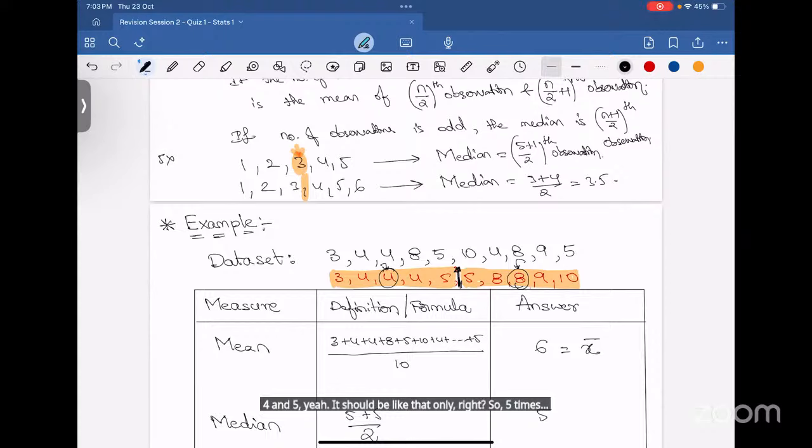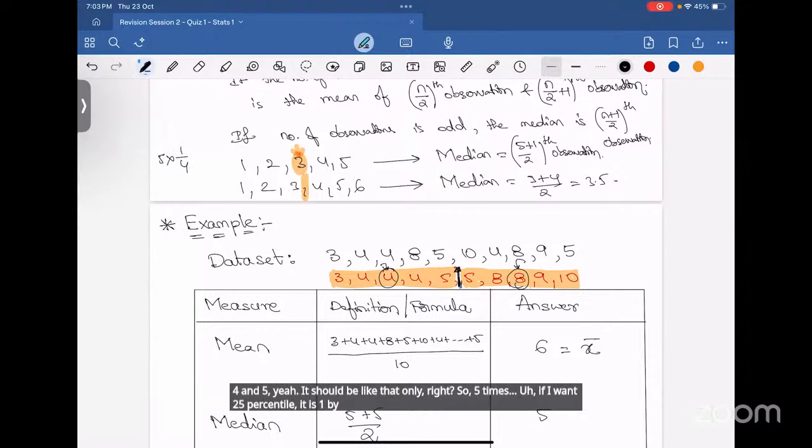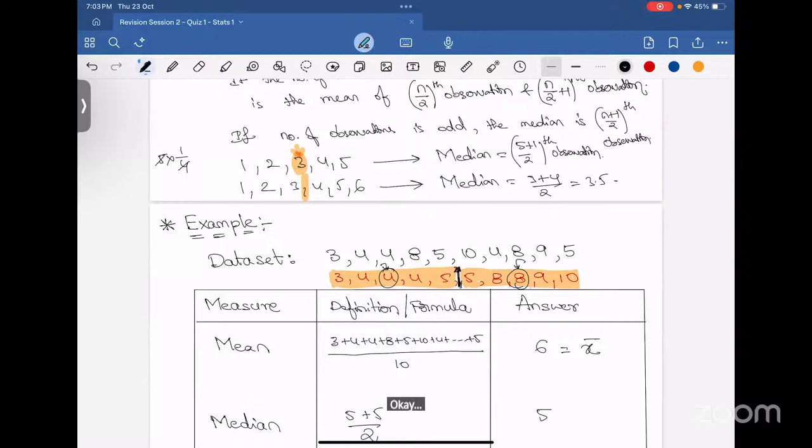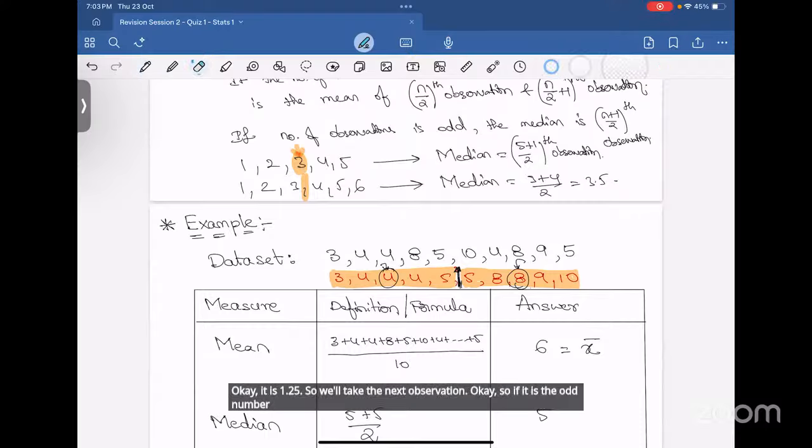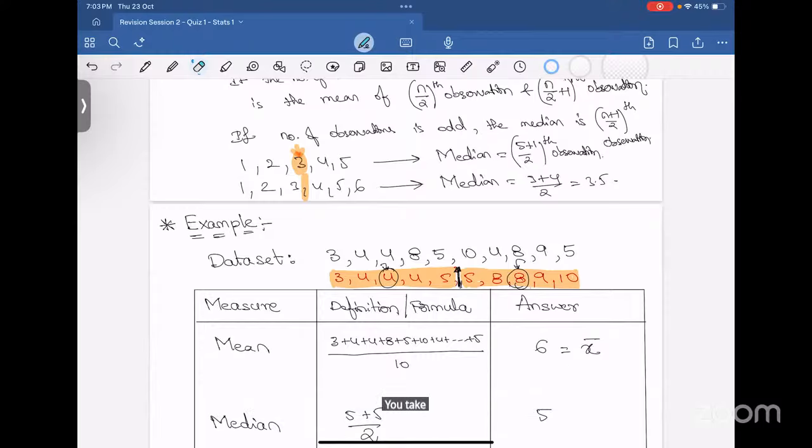Okay. If I want the 25th percentile, it is 1 by 4. Okay, it is 1.25. So you will take the next observation. Okay, so if it is an odd number of observations, you take the middle number in both the upper half and the lower half. Okay, so that's a good question.